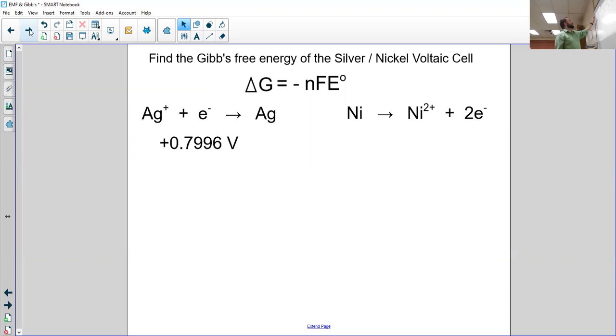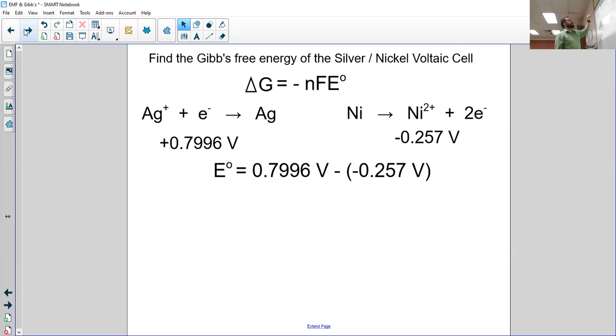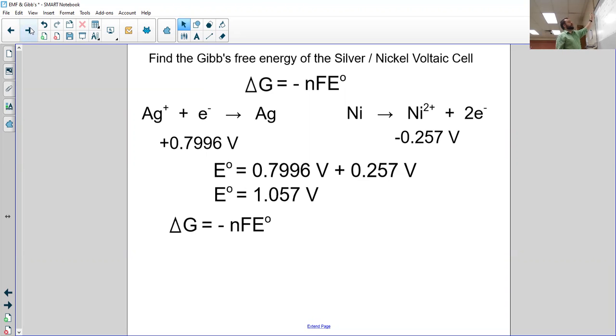So we find our values on the table again. Again, we'll post that up on the Google Classroom so you guys can see those. Plug those into our equation. Instead of subtracting a negative, we're going to add a positive. Get our answer for E naught. Now we have to plug that into our Gibbs free energy equation. We have the Faraday constant, we have our E naught. All we need now is our N, our number of electrons.